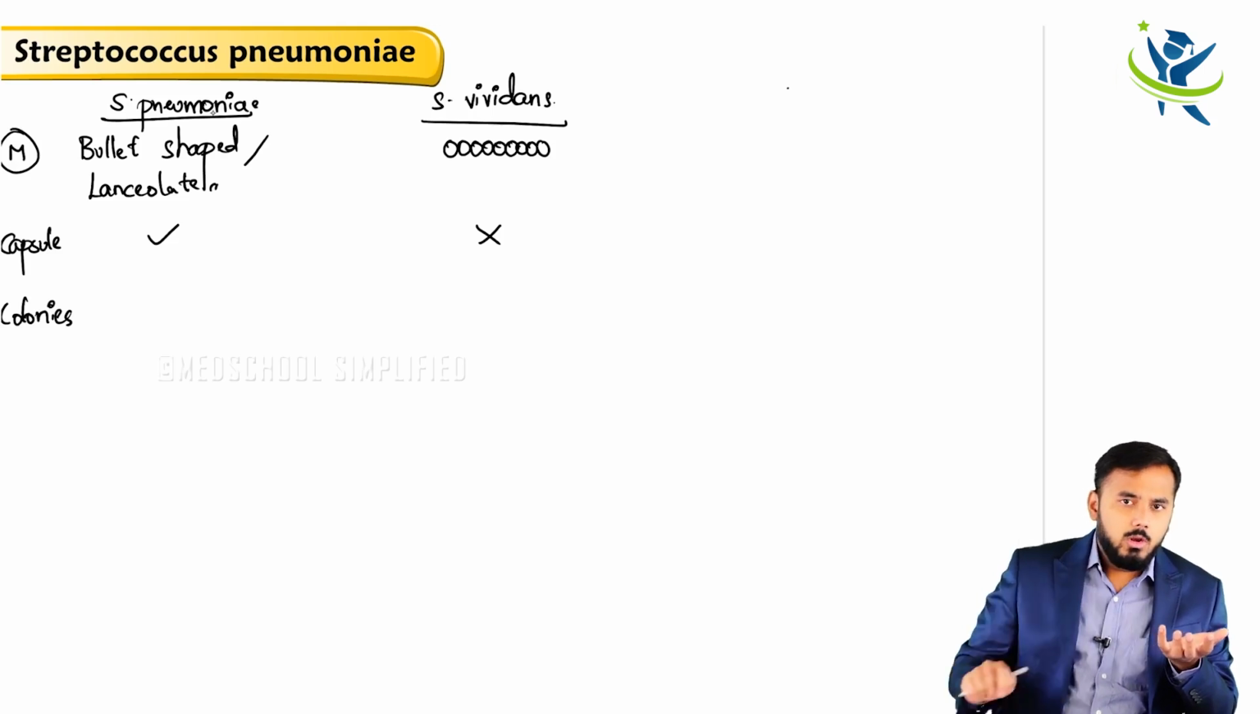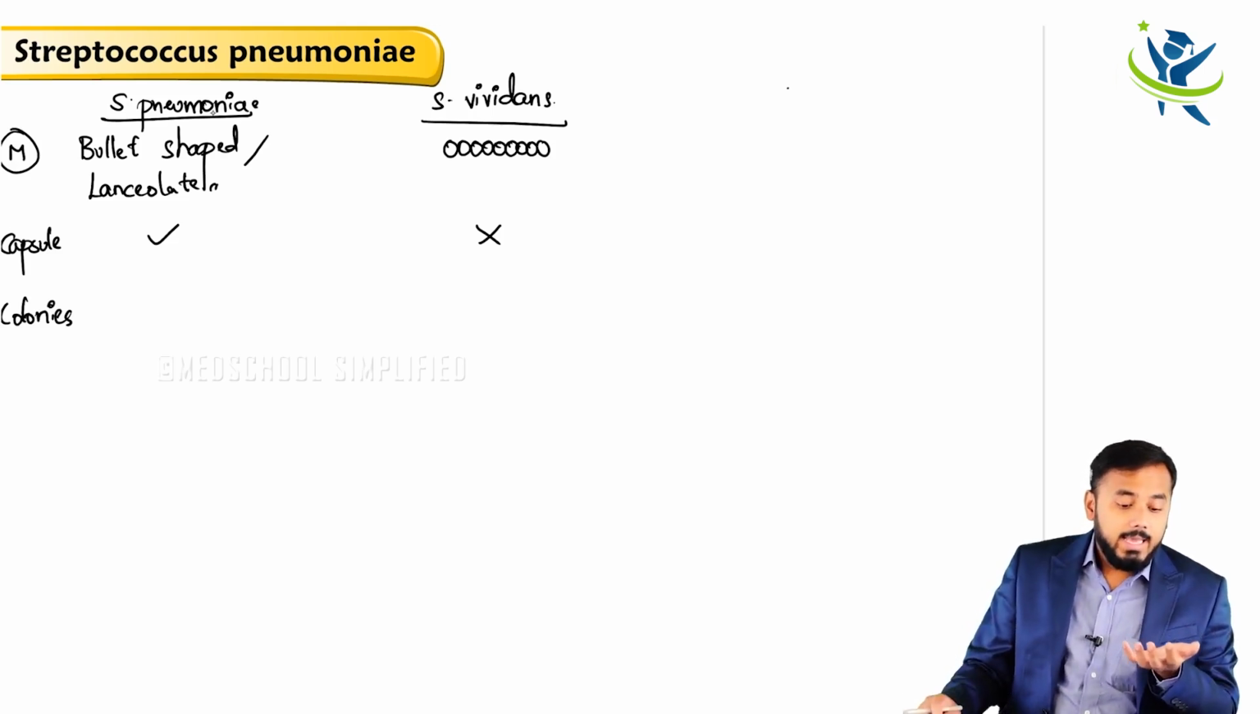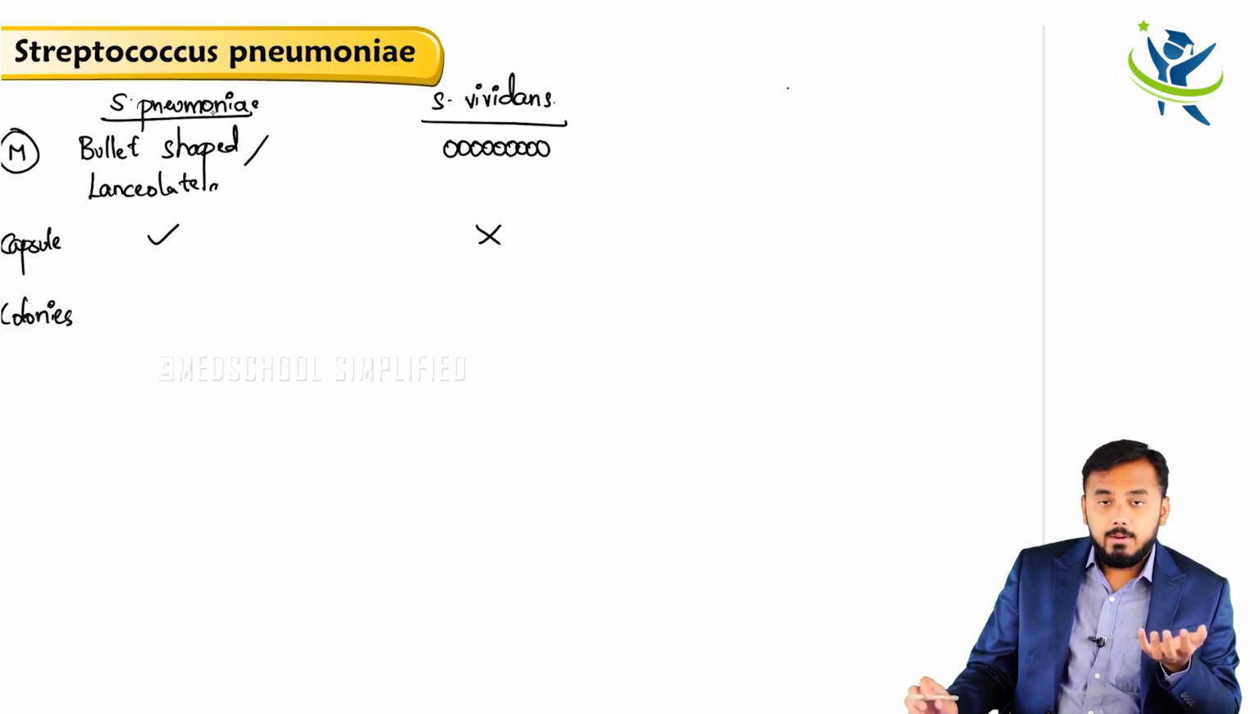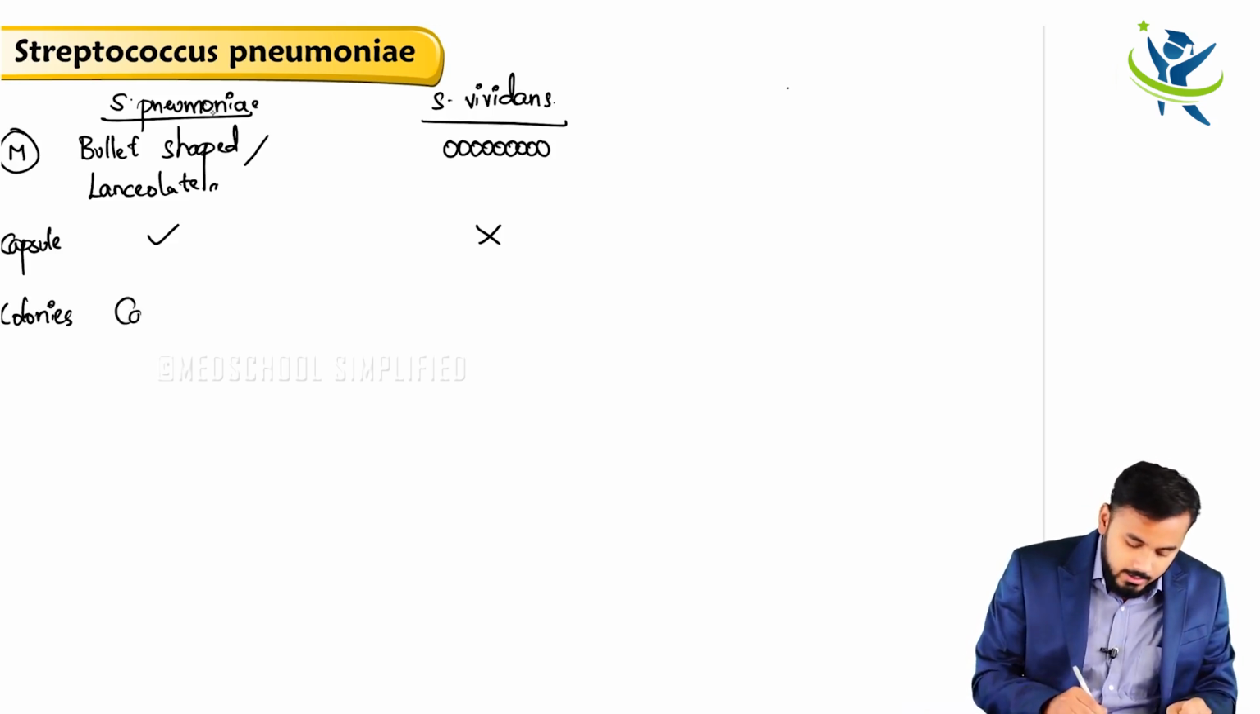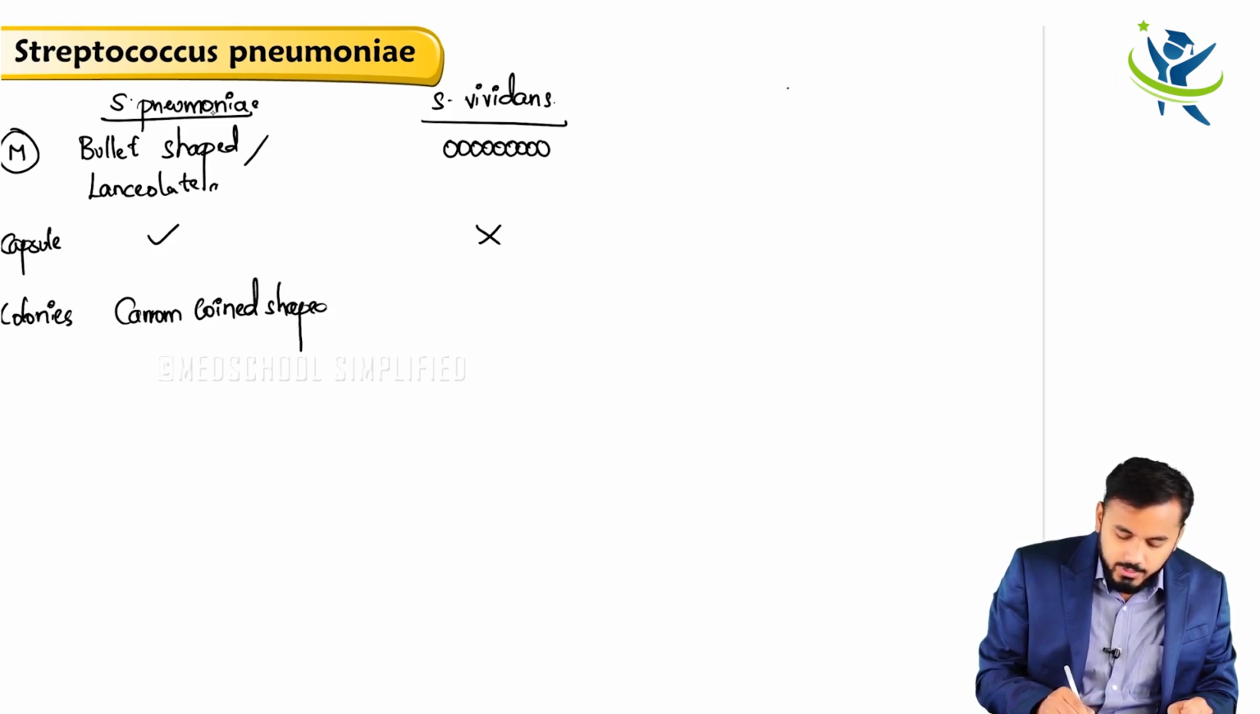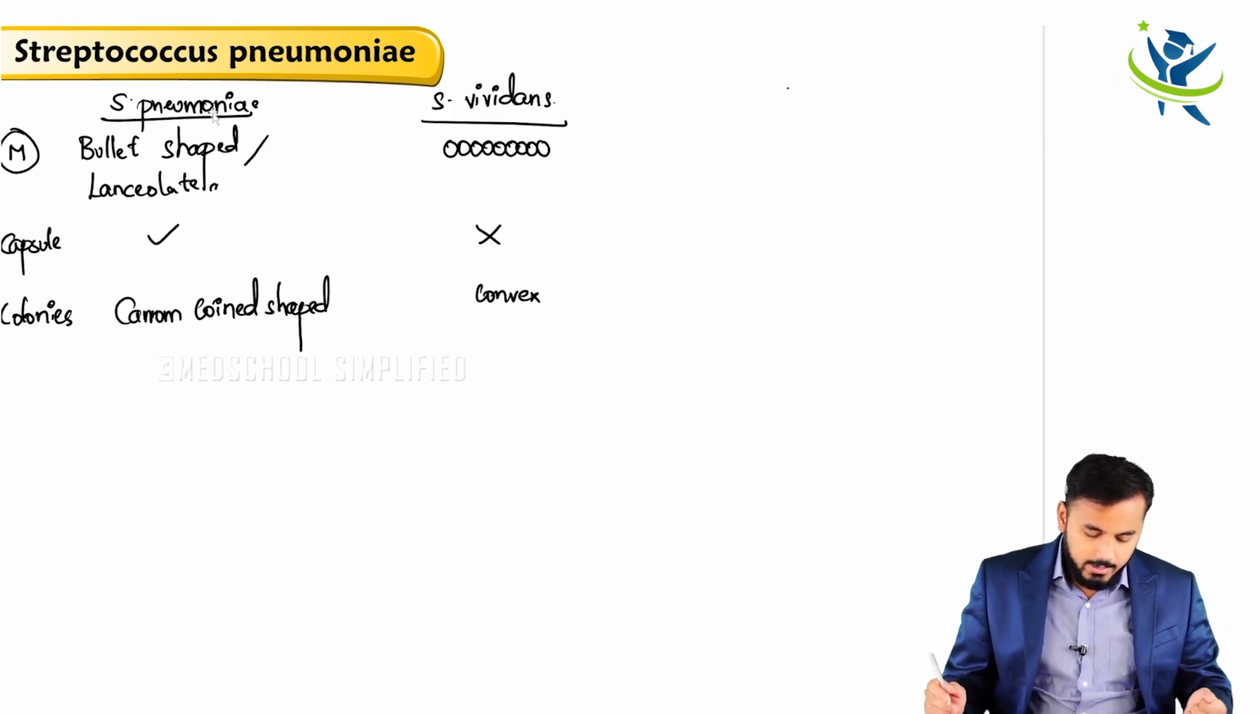Now, when you look at those colonies there, they are carom coin shaped, whereas Streptococcus viridans colonies are convex in shape. Now, what do you mean by carom coin shape?